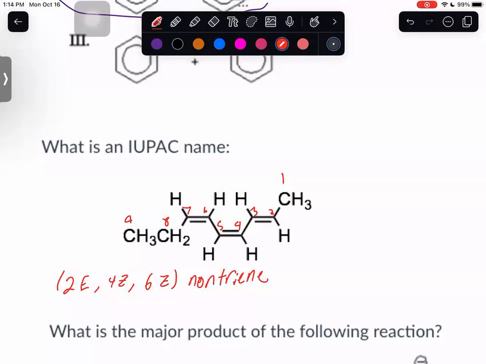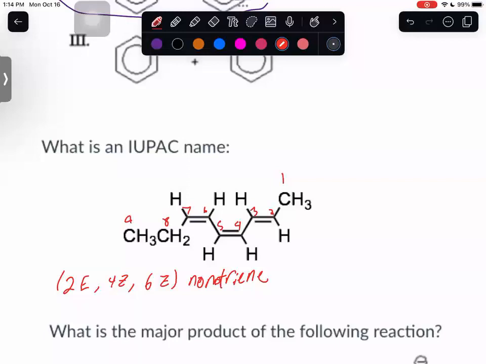It is going to be trying. Remember, we use di to indicate that we have 2 double bonds, and we use tri to indicate that we have 3 double bonds. Great job, Sam, you got it. So it's not trinon, it's non-trying. Great job, Sam.